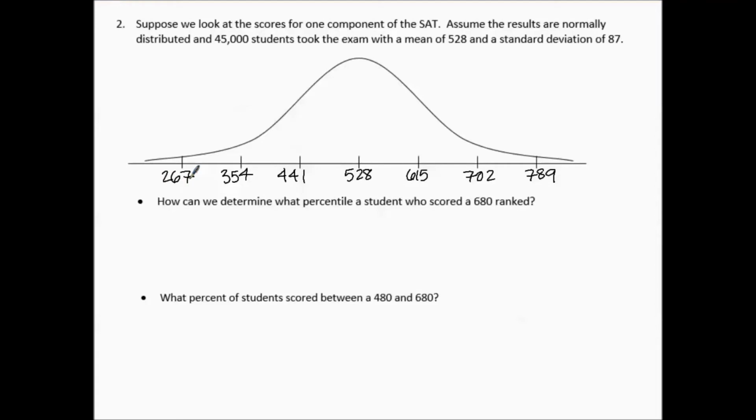And then we subtract the standard deviation. How can we determine what percentile a student who scored a 680 ranked? Well, 680 would be about here. That's in the middle of one of our sections for the empirical rule. So when that happens, we need to use a different method to figure out the percentages.